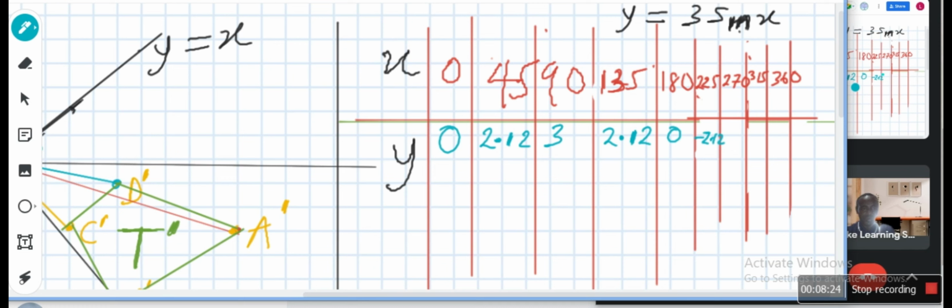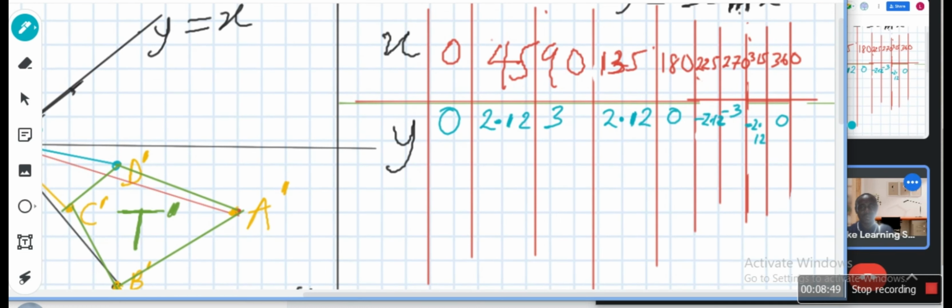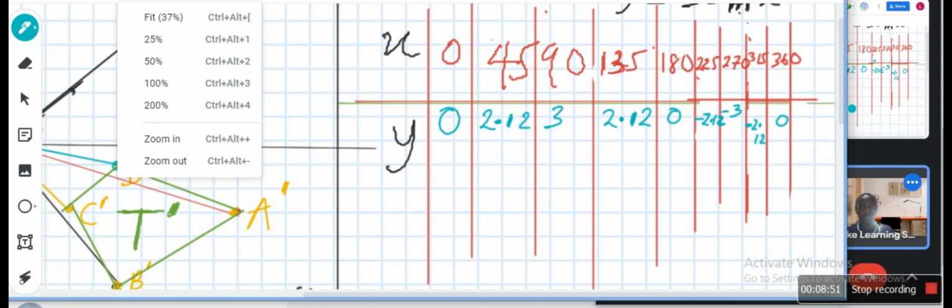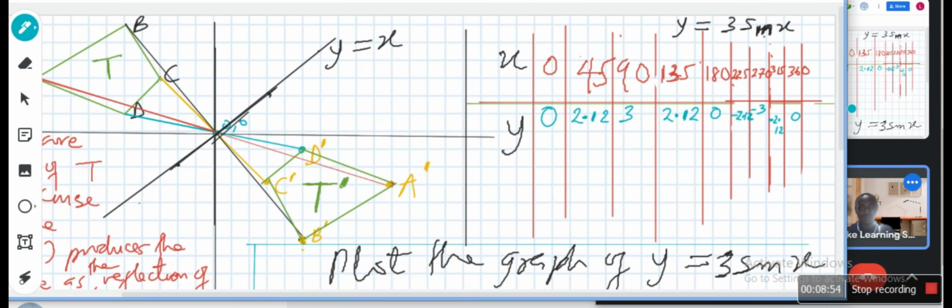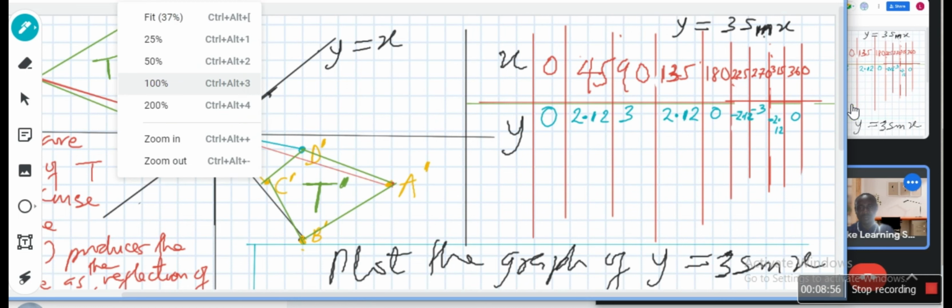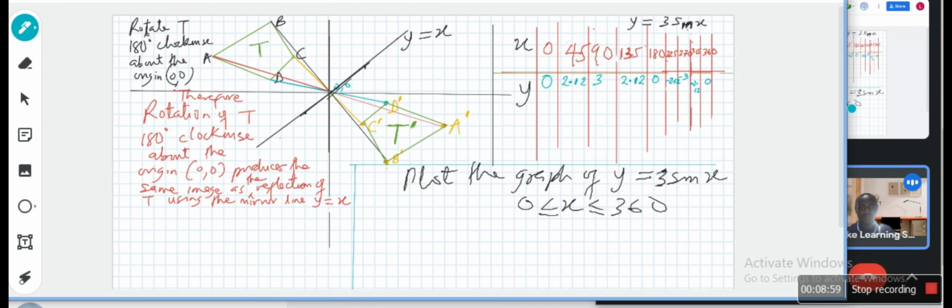Minus 3. This one will be minus 3. How about 315? Minus 2.12 again. And 0 is the last one. Just plot it here, that's all. So these values, we plot them into this graph, and you have your answer.